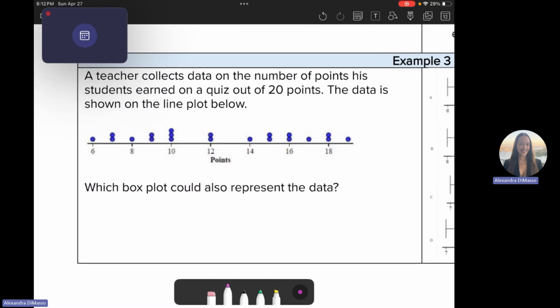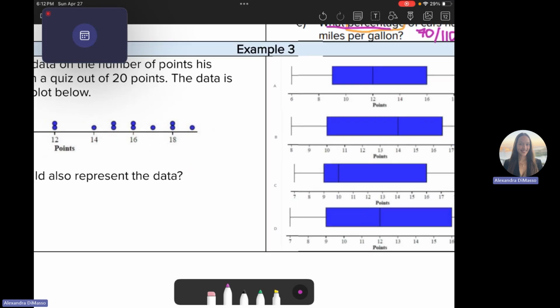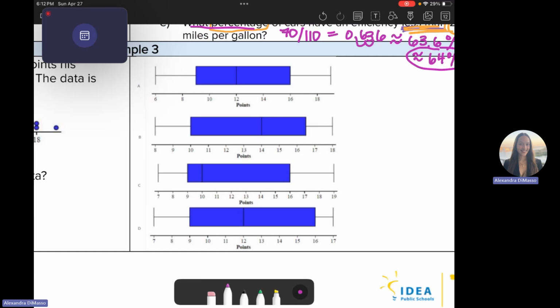A teacher collects data on the number of points his students earned on a quiz out of 20 points. The data is shown on the line plot below. Which box plot could also represent the data? So I have 4 box plots over here.